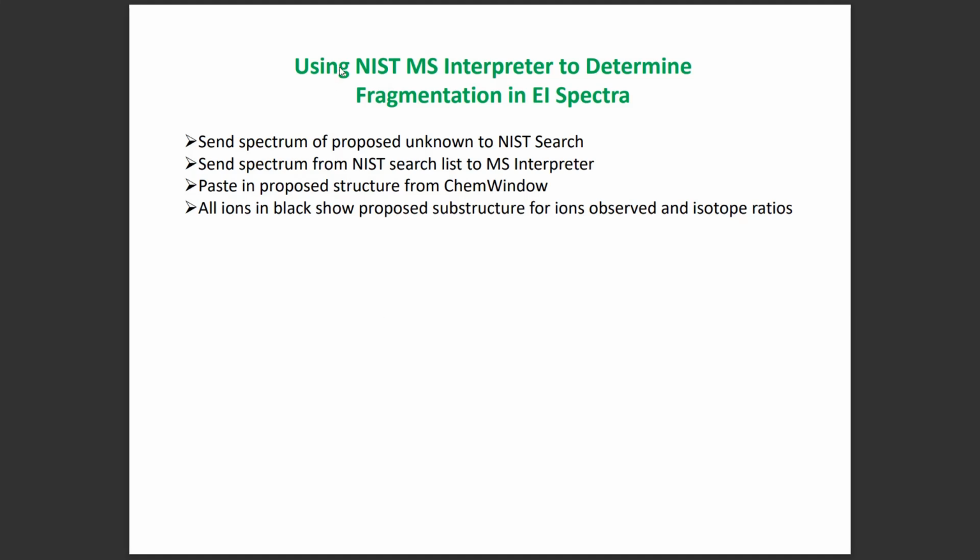This is a somewhat more advanced topic, but a very useful one. One can use NIST MS Interpreter to determine fragmentation in EI spectra. And to do that, you must send the spectrum of the proposed unknown to the NIST search, which we've shown before in another video. But then you send the spectrum from the NIST search list to the MS Interpreter program. And then you paste in the proposed structure from Chem Window, and all ions in black show proposed substructure for ions observed and their isotope ratios.